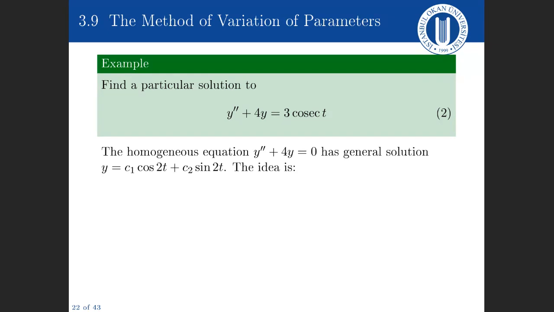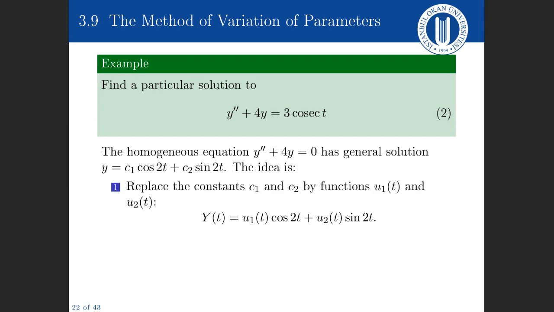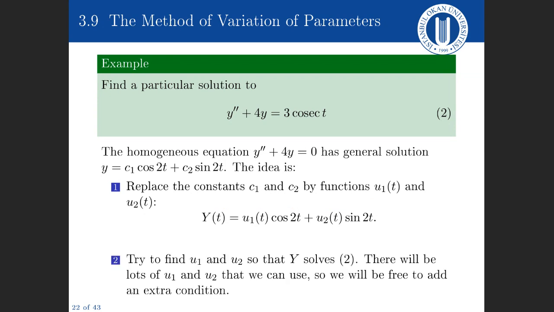The homogeneous equation, y double prime plus 4y, has general solution c1 cos 2t plus c2 sine 2t. The idea is, perhaps we can replace these constants c1 and c2 by some sort of special functions u1 and u2. And then we're going to have a particular solution which looks like u1 cos 2t plus u2 sine 2t. We're going to try to find the functions u1 and u2 so that capital Y solves equation 2.